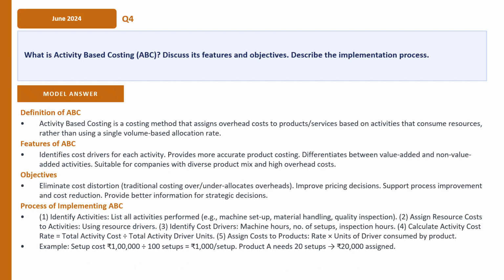Let us now move to activity-based costing, or ABC, which is modern and exam relevant. ABC assigns overheads based on activities rather than volume. It identifies cost drivers and improves accuracy. Steps include identifying activities, assigning costs, determining cost drivers, calculating rates, and allocating costs. Always include one simple example for clarity.